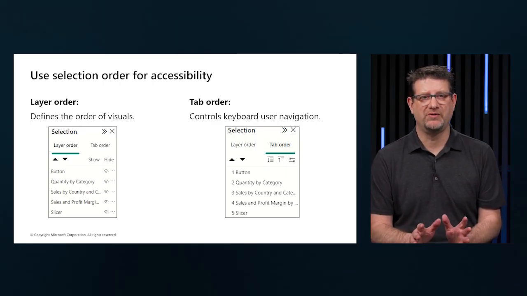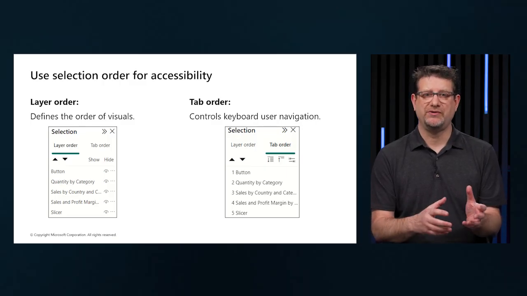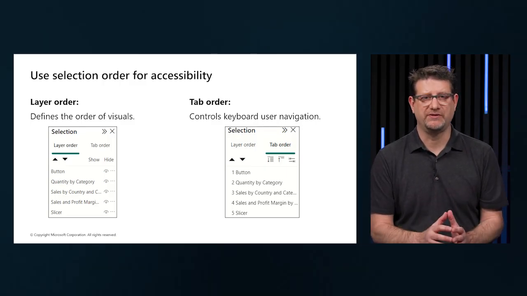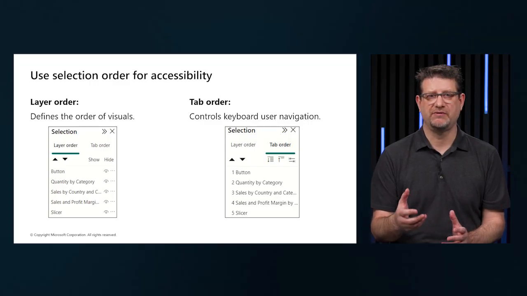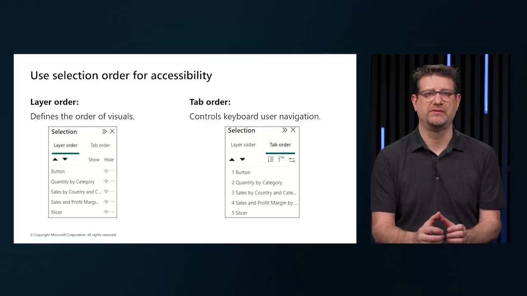Tab order helps keyboard users navigate the report in an order that matches the way users visually process the report visuals. If including decorative shapes and images in the report, remove them from the tab order.